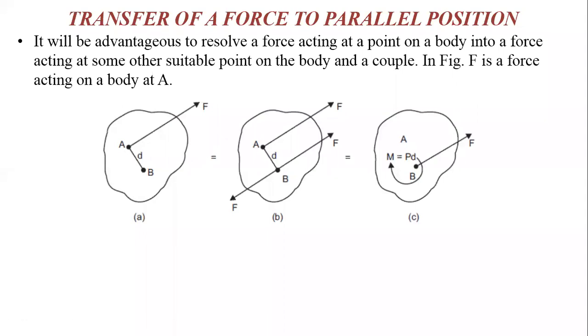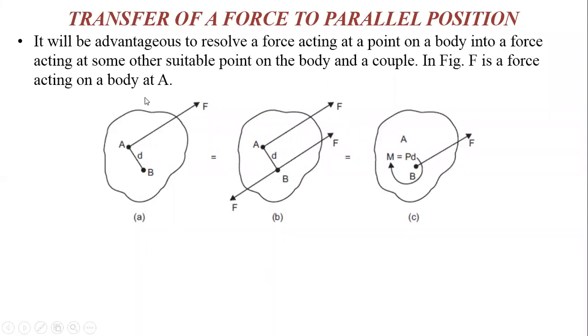Now here, what is done over here? If you check figure B, at point B two forces are applied with the same magnitude F, but one force is going in the upward direction and another force is going in the downward direction. They are equal in magnitude but opposite in direction. It means that the summation of these two becomes 0. One force is added, one force is subtracted, because these forces are equal in magnitude but opposite in direction.